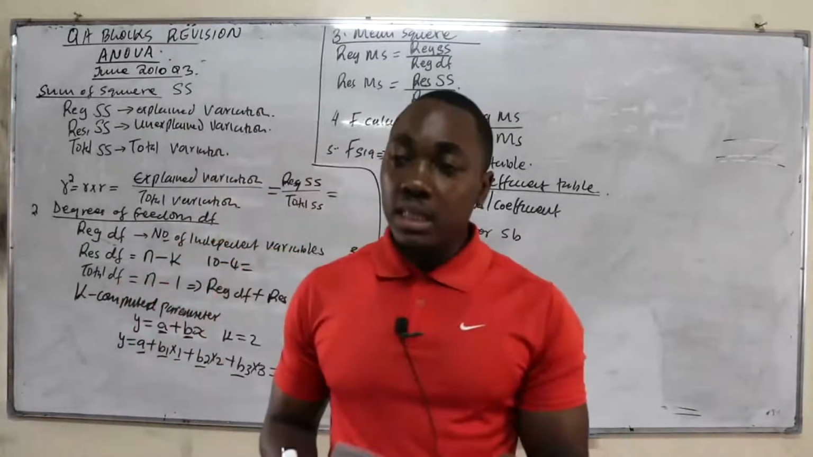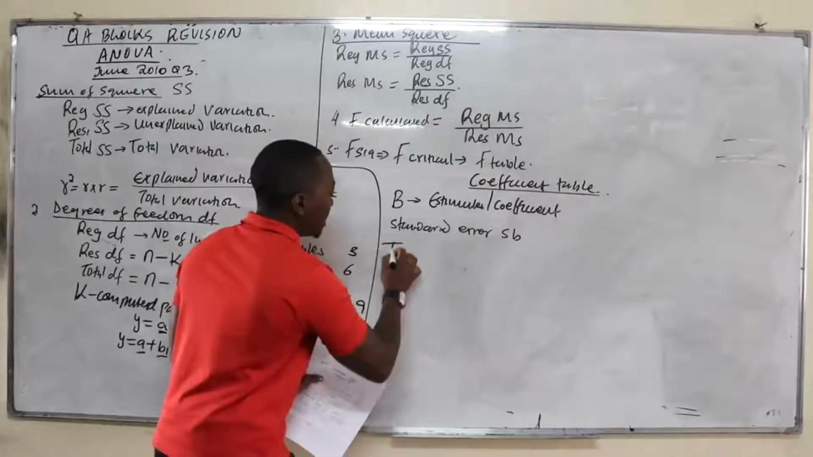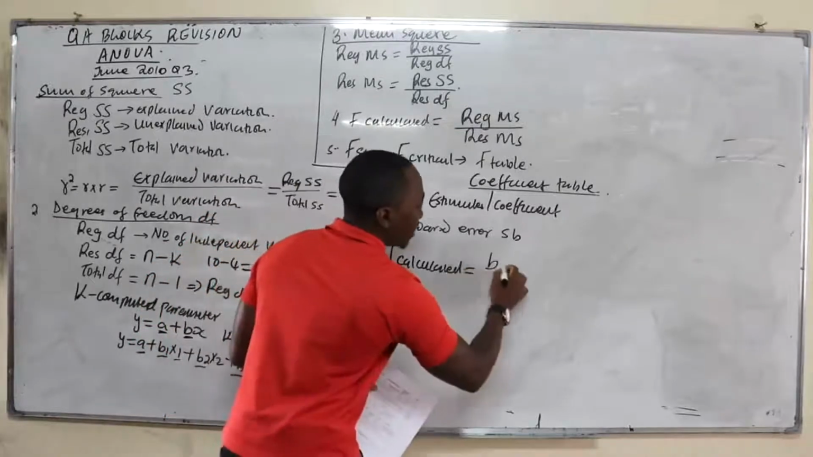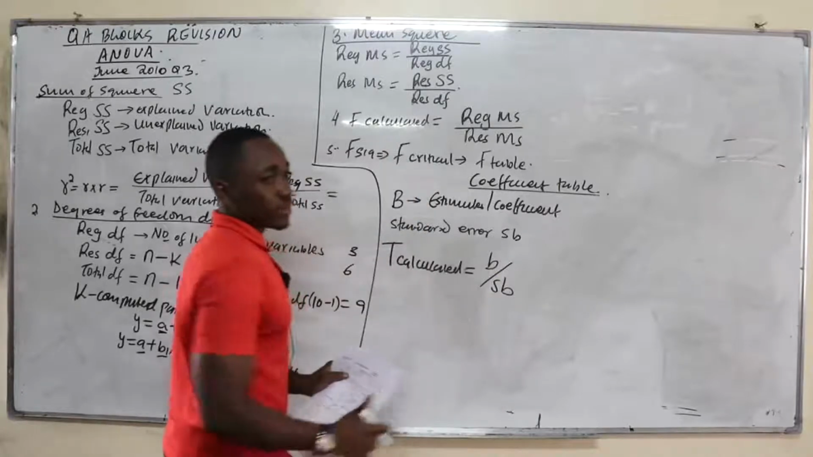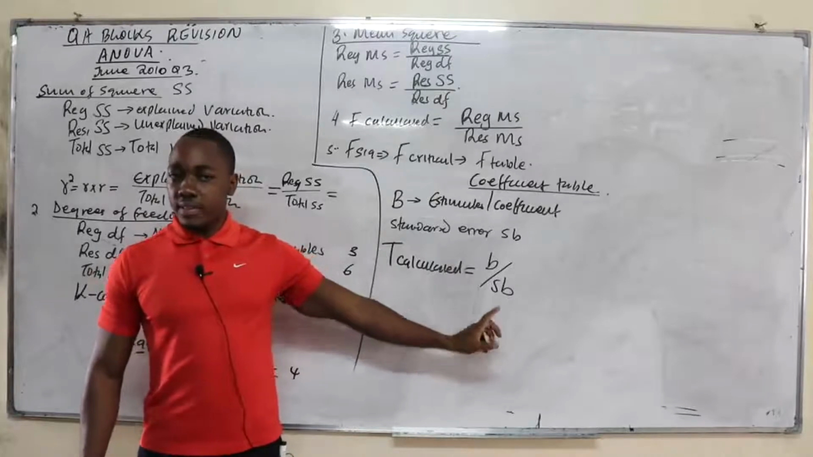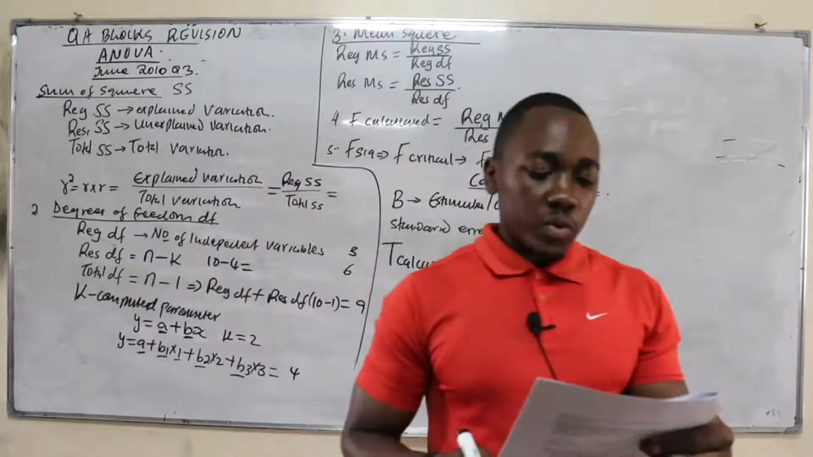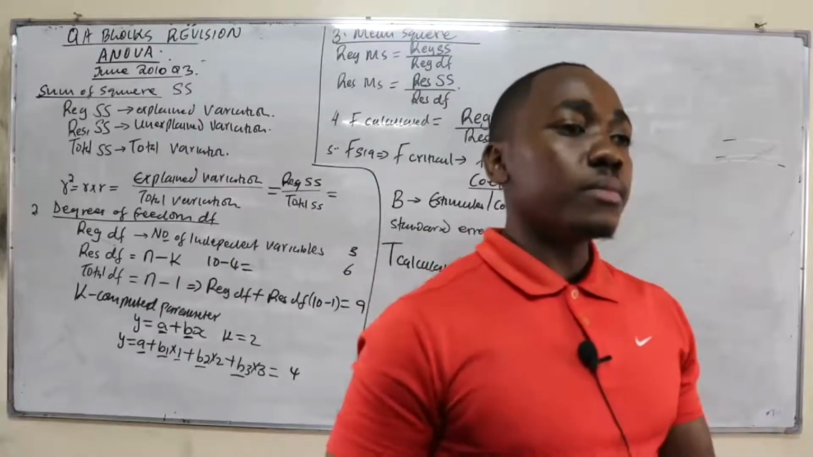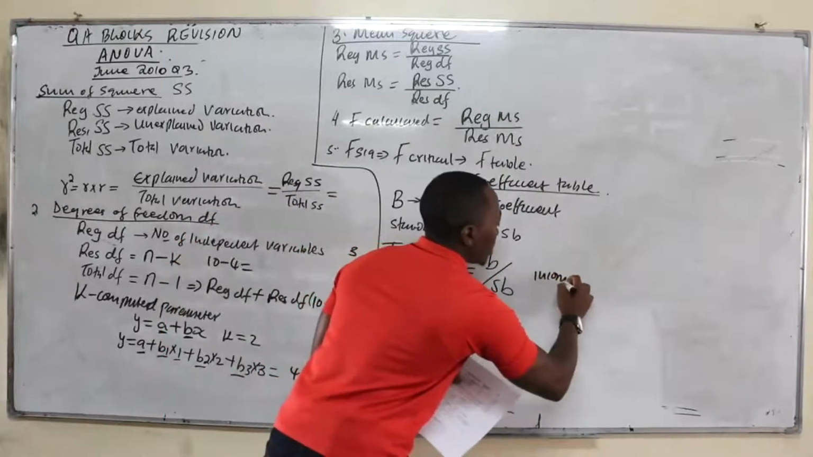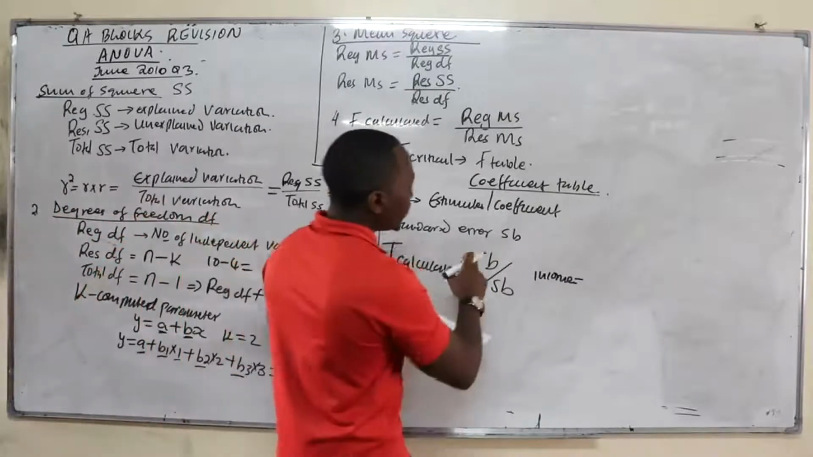Can you see why we have T? That's what we call T calculated. And how do we get T calculated? To get T, you take B over SB, the coefficient over the standard error. Are you together? So for example, in the same table, let's compute T for income. We are saying that to get T, you take B over SB.